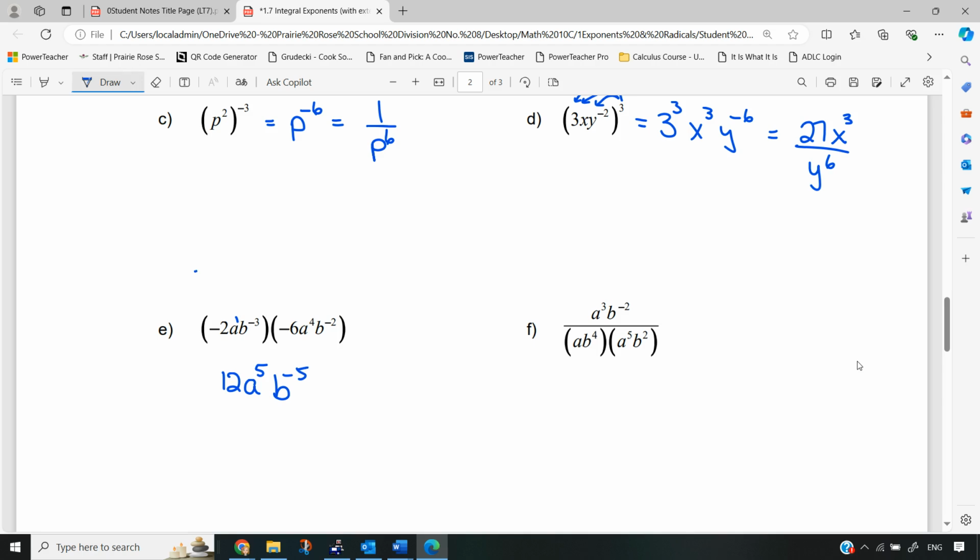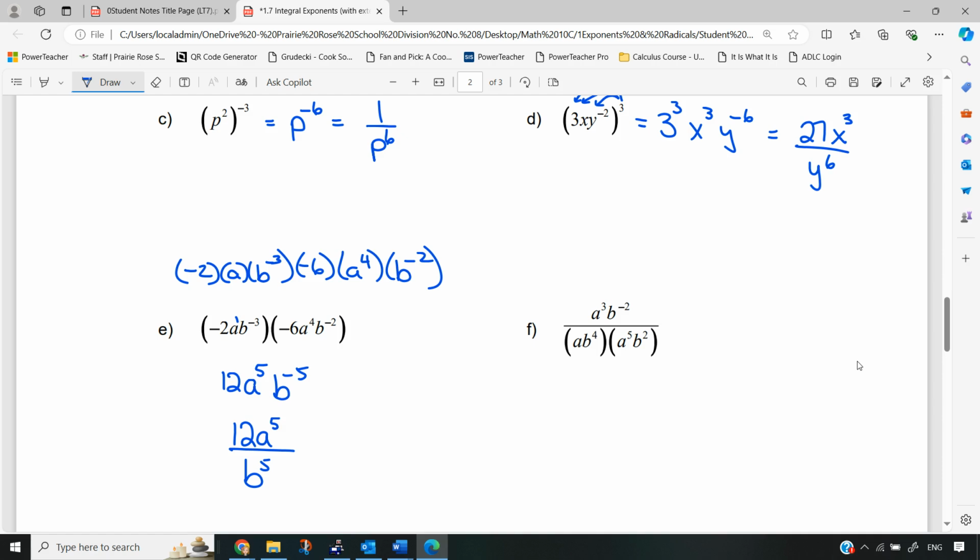So we have negative 2, which could be written in brackets, times a times b to the negative 3 times negative 6 times a to the 4th times b to the negative 2. There are no adding or subtracting signs here, so we're not distributing, we are just multiplying like terms. Our coefficients get multiplied and our like variables get multiplied. Now I have 12 a to the 5th times b to the negative 5. The 12 and the a to the 5th are already positive exponents, so I only have to move the b. So now we have 12 a to the 5th over b to the 5th.